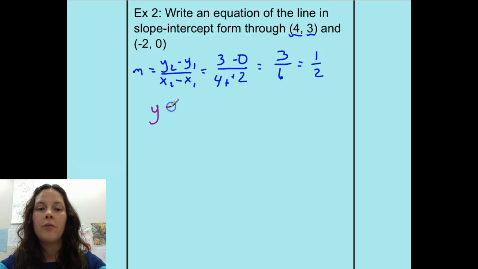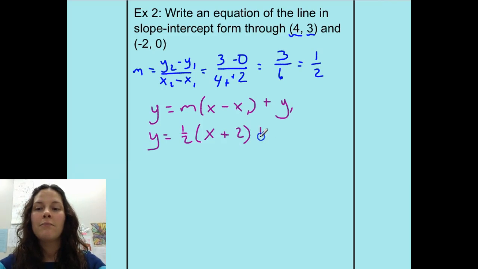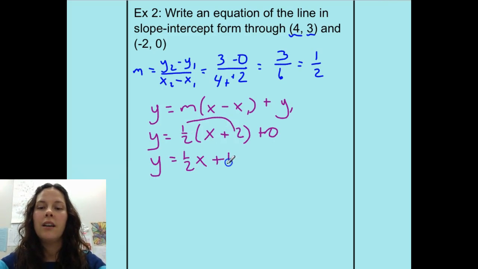Setting up my point slope form, y equals m times x minus x1 plus y1. 0 is a really easy number to work with, so I'm going to use the second ordered pair this time, substituting my slope of 1/2. Putting that -2 into the parentheses, it becomes opposite, +2, and then plus 0. Distributing that 1/2, half of 2 is 1. And of course, if I add 0, that doesn't change anything. So my slope-intercept form of the line is y equals 1/2 x plus 1.